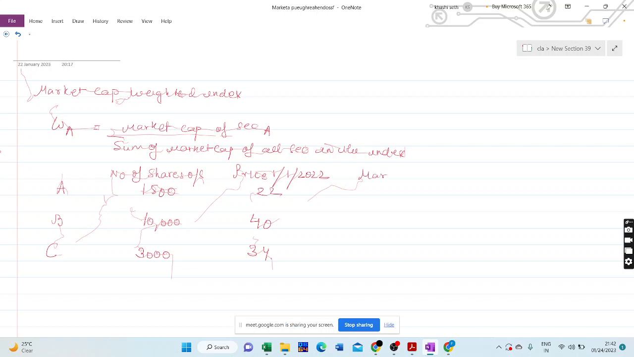So guys, what would be the market cap of each of these stocks? 1500 into 22 would be the market cap of stock A. Please calculate 1500 into 22. 33,000. So what would be the market cap of stock B? 40 into 10,000, 4 lakh or 400,000. And market cap of stock C would be 34 into 3000, 1 lakh 2,000, right? Sum up the market caps, 400,000 plus 33,000 plus 102,000, which is 535,000.